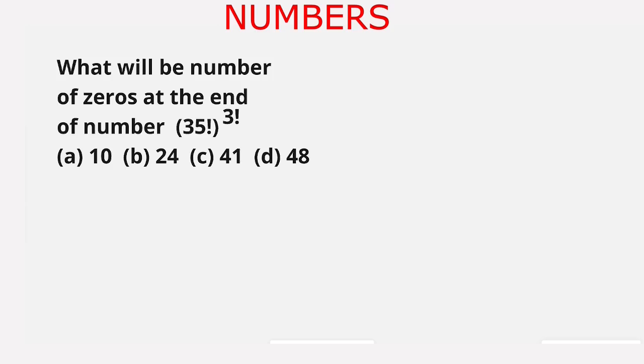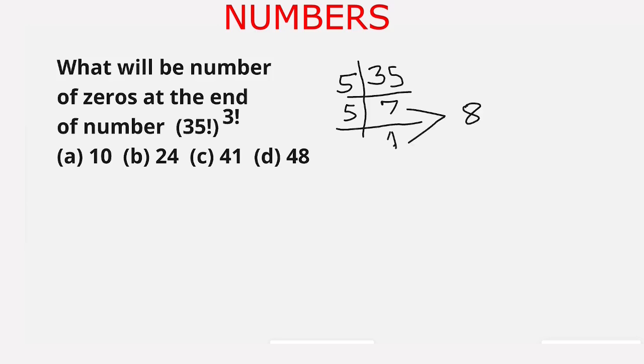We divide 35 successively by 5. 5 divides 35 for 7 times. 5 divides 7 for 1 time, and 7 plus 1, which is 8, is the power of 5 in 35 factorial. So there will be 5 to the power 8 raised to the power 3 factorial.